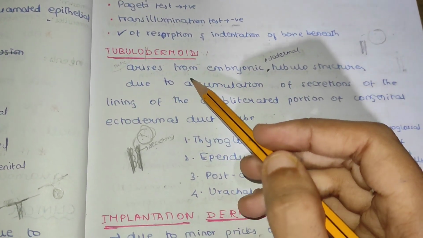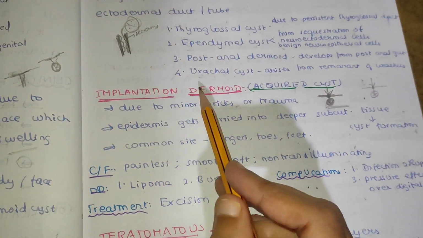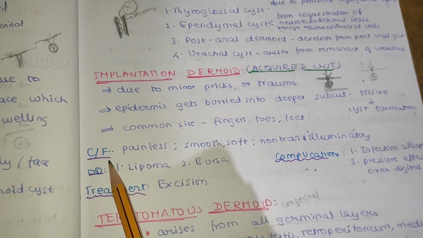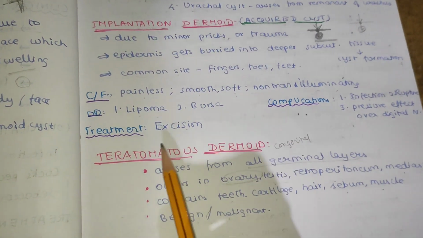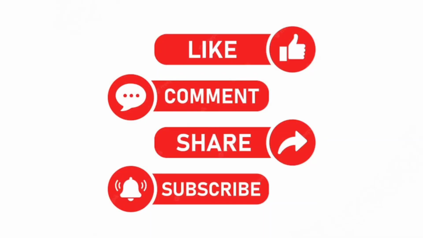Next, coming to tubular dermoid, what is the definition of tubular dermoid, examples of tubular dermoids. Implantation dermoid, what is the cause of implantation dermoid and where is the common site, clinical features, and treatment is excision. Next one is the teratomatous dermoid. I hope you all understood about dermoid cyst.